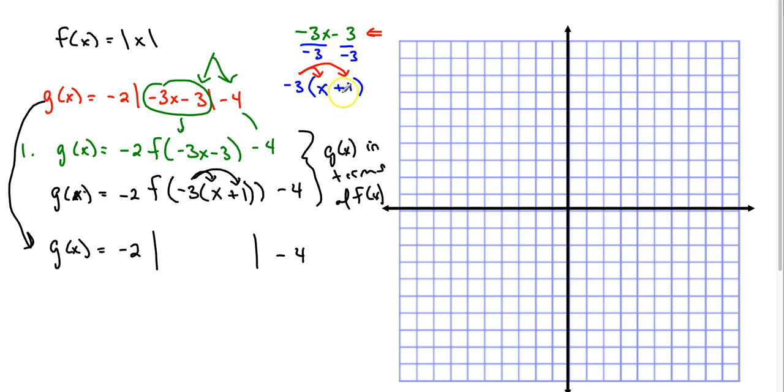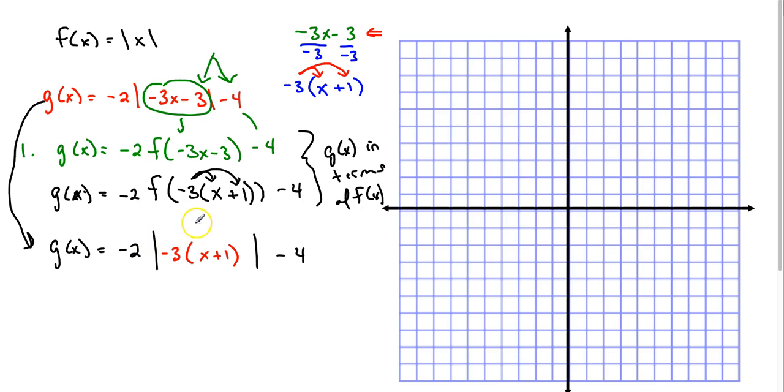So a common mistake here would be to put x minus 1. But if I distribute back the -3 and I do -3 times -1, I'm going to get a +3. And I don't want a +3. I want a -3 here. So then this piece would be -3 times the absolute value of x plus 1.